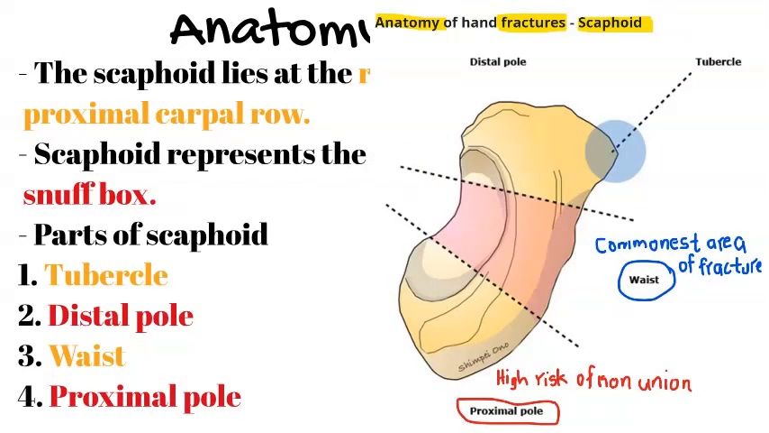This figure illustrates the anatomy of scaphoid fracture. The commonest area that will fracture is at the waist region. The high risk of non-union is at the proximal pole due to the precarious blood supply.